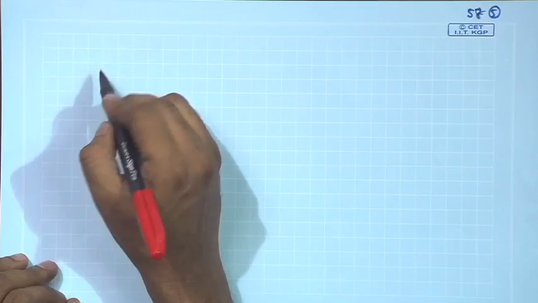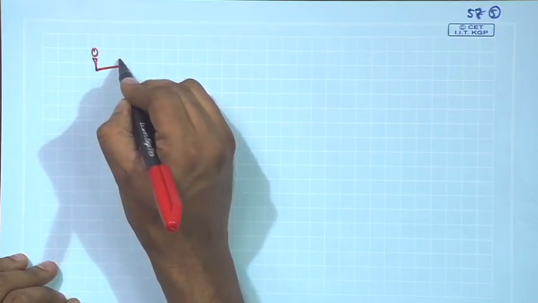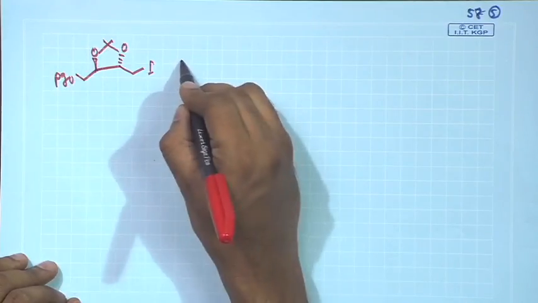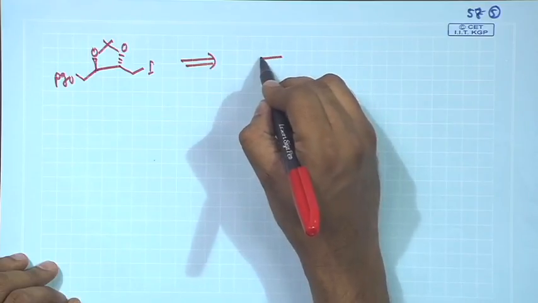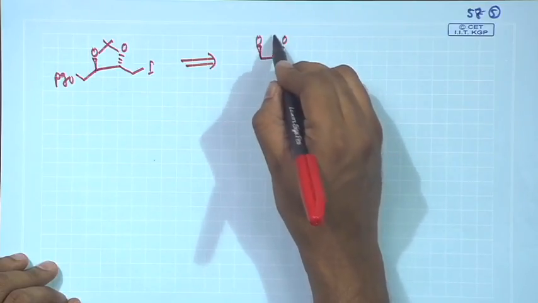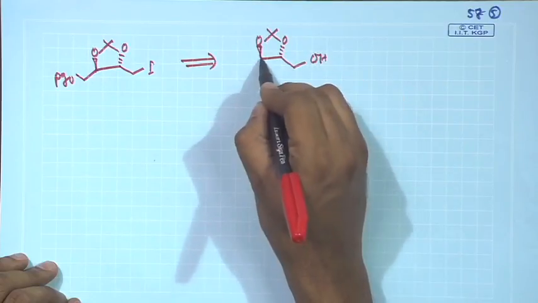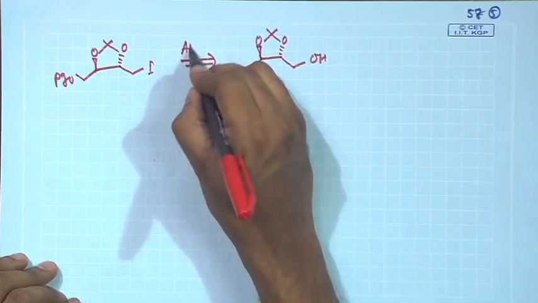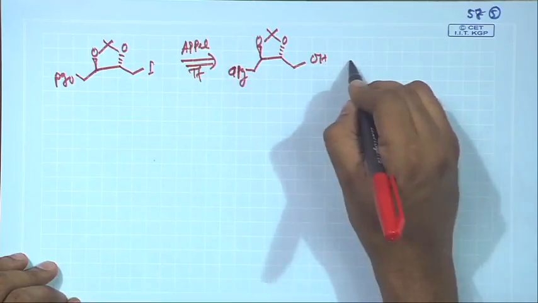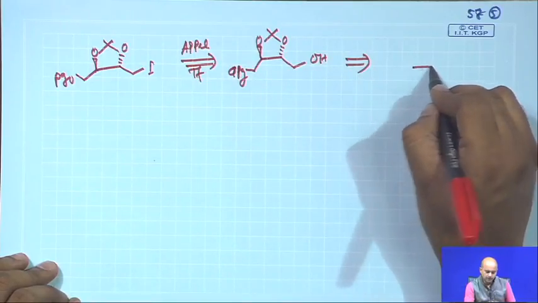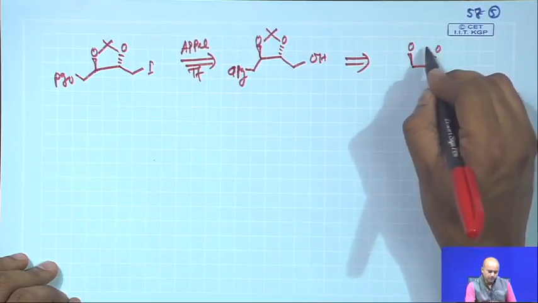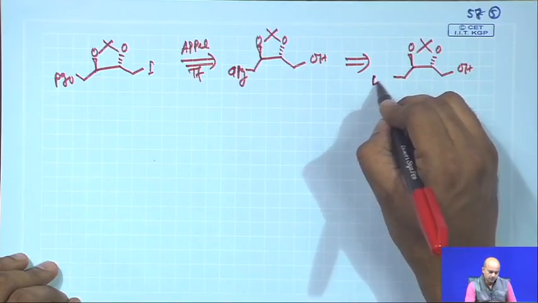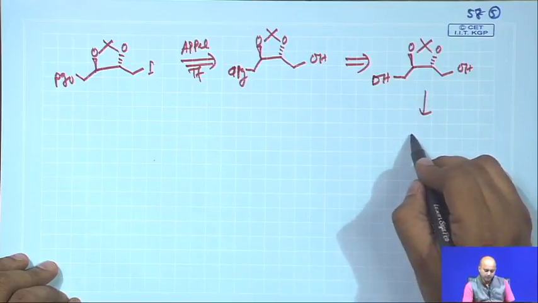So, how can you make this compound? This compound you can easily make, having this free alcohol, by a simple Appel reaction, OPG by Appel transformation. Appel is very well known to you, and this one you can definitely prepare from the C2 symmetric diol just by monoprotection of OH. So, this you can prepare from tartaric acid.